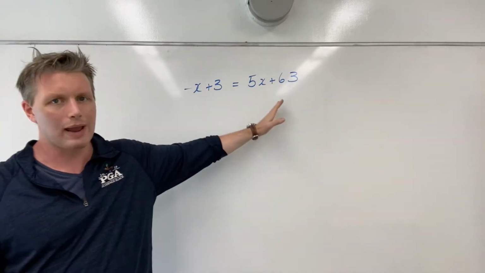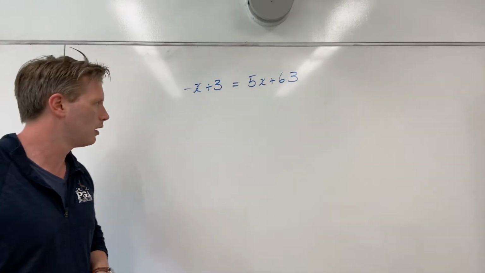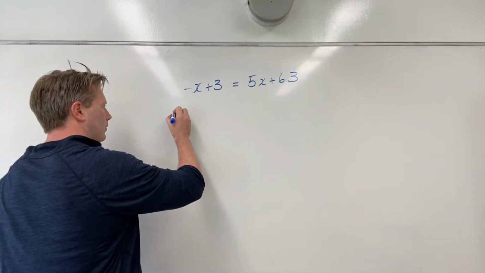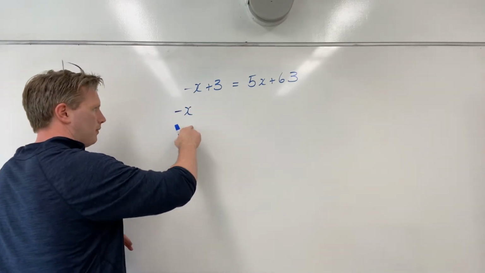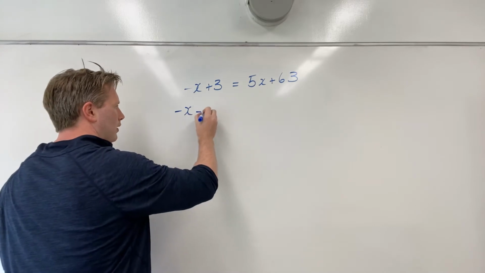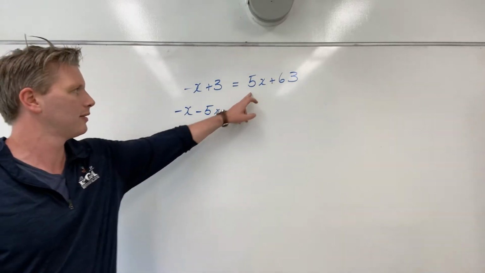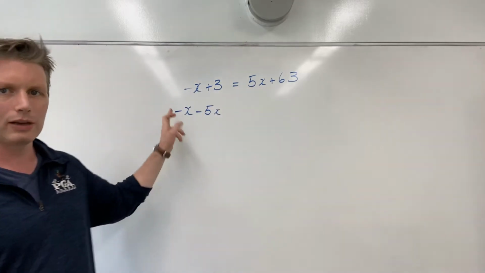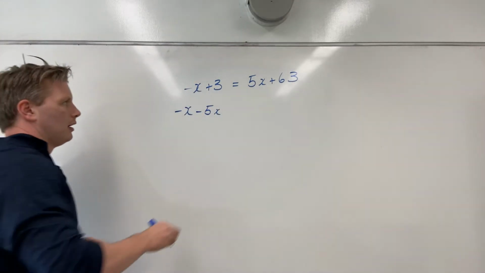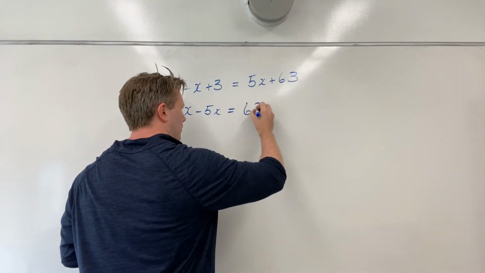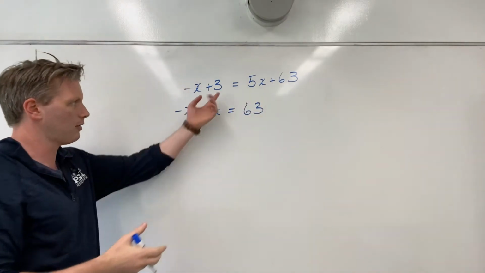I'm going to subtract 3 from both sides of the equation. And so I will end up with a minus x here on the left. I subtract 5x from both sides. I'm subtracting it over to the other side, if you like, is equal to, I have a 63 on the right. My 5x is no longer there, it's on the other side.